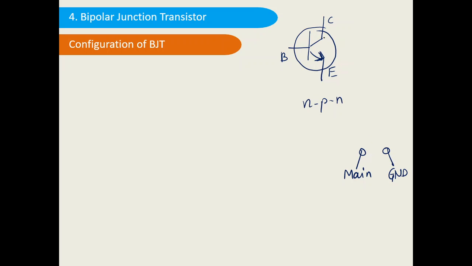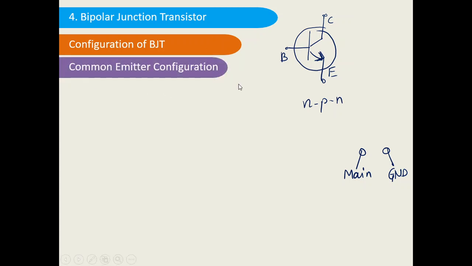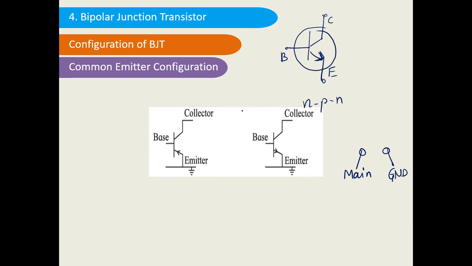So we have these three terminals and we have to connect them to a two-terminal power supply, right? So we have to make one terminal common between the two. If the collector is made common, that will be called common collector configuration. If the base is made common between collector and emitter, it will be called common base configuration. If the emitter is made common between base and collector, it will be called common emitter configuration. The first one is common emitter configuration. Let us see what it is. This is the emitter which is connected to ground.